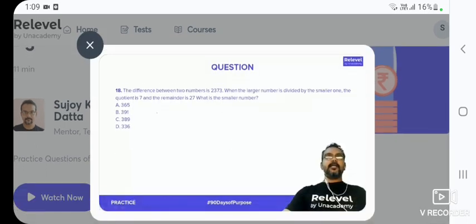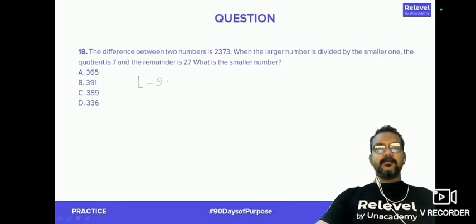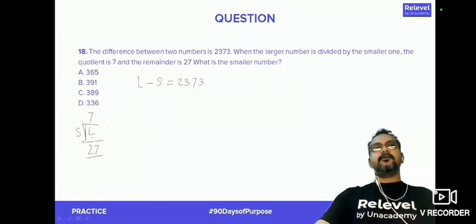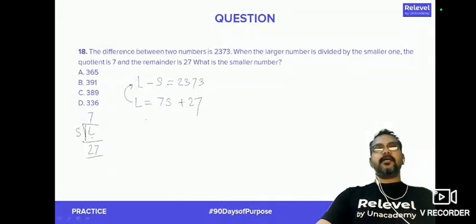Question number 18 says that the difference between two numbers is 2373. So the larger number minus the smaller number is 2373, and the larger number divided by the smaller one, L divided by S, gives quotient 7 and remainder 27. So the relationship is L equals 7 times the smaller number, 7 being the quotient, plus 27. If we substitute it in this place, we have 7s plus 27 minus s equals 2373.